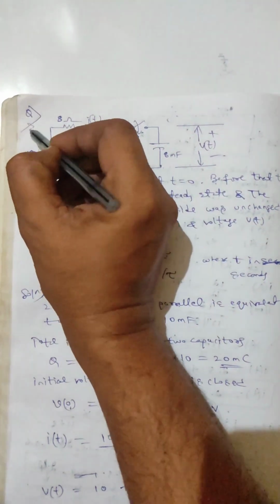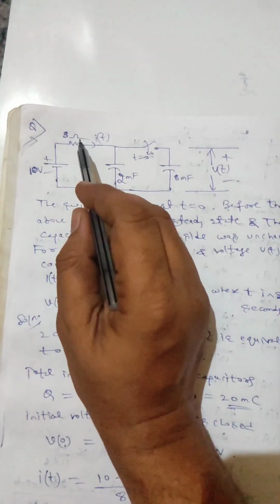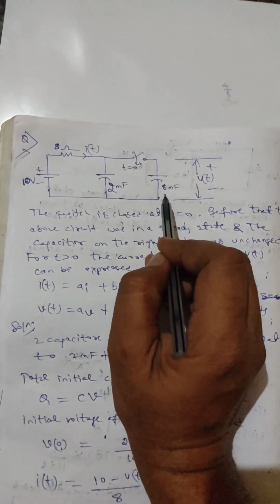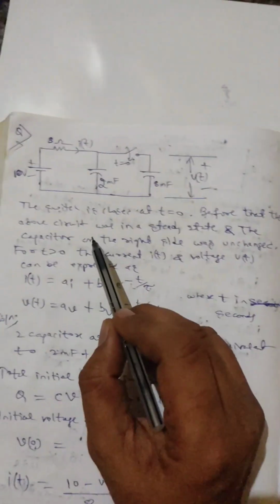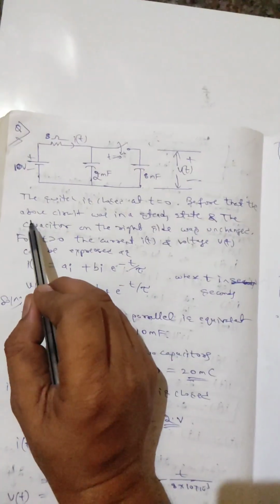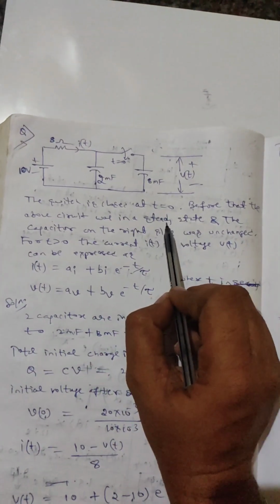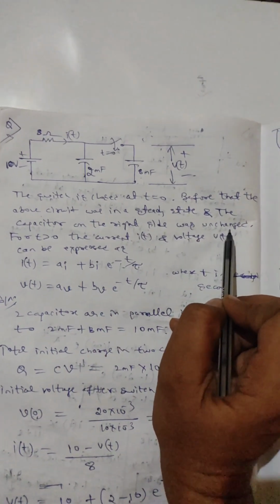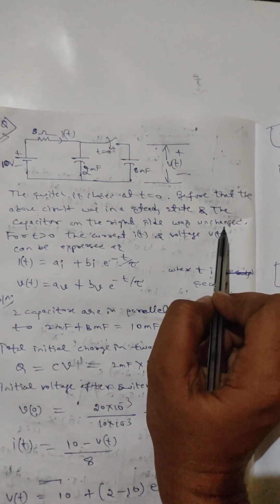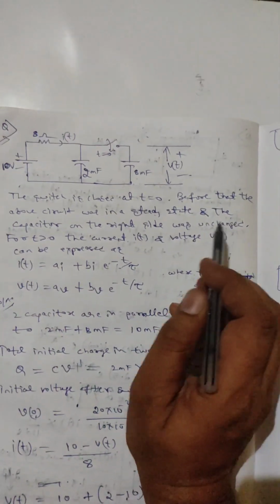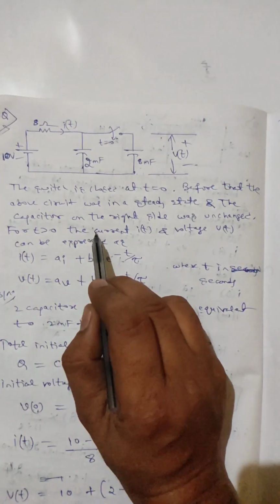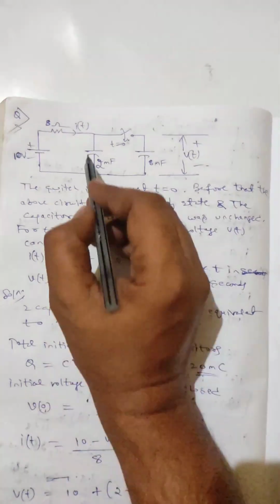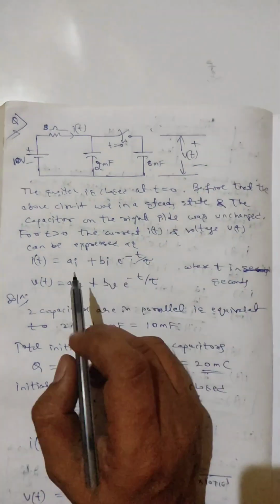See, next question number 3. 10 volt is applied, 8 ohm, I of t, 2 millifarad, the switch is closed at t equals 0, 8 millifarad, V of t. The above circuit was in a steady state before that and the capacitor on the right side was uncharged. For t greater than 0, the current I of t and voltage V of t can be expressed as, okay, I of t and V of t equations given here.